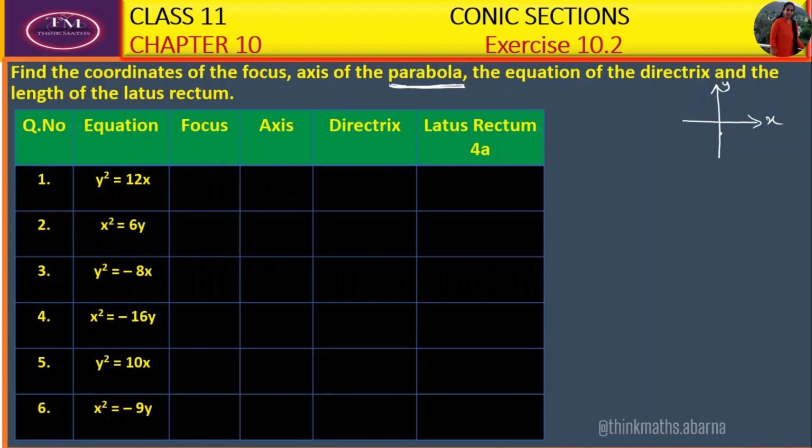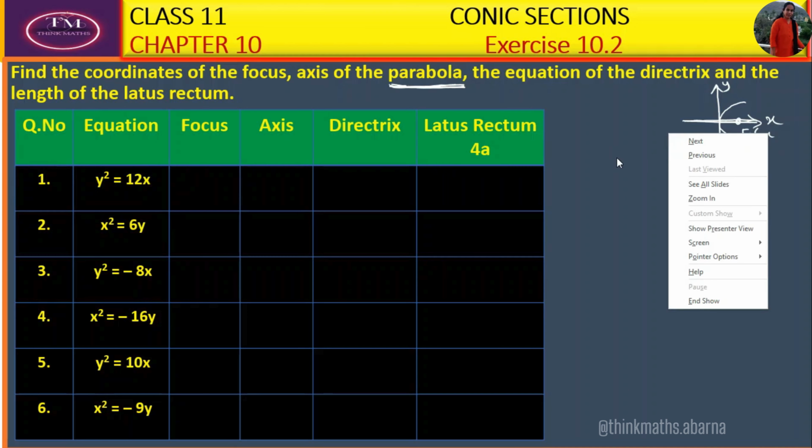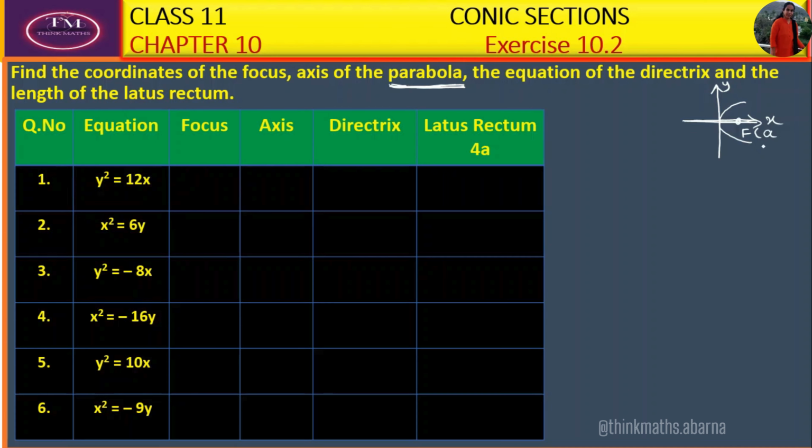If the parabola is symmetrical about the x-axis, that is along the x-axis and on the positive side of the x-axis, then the focus will be here. The focus will be positive, so the x coordinate will be a and the y coordinate is 0. The directrix will be on the negative side, that is x equal to minus a. If this condition is satisfied, the parabola equation will be y square equal to 4ax. This is the first type.